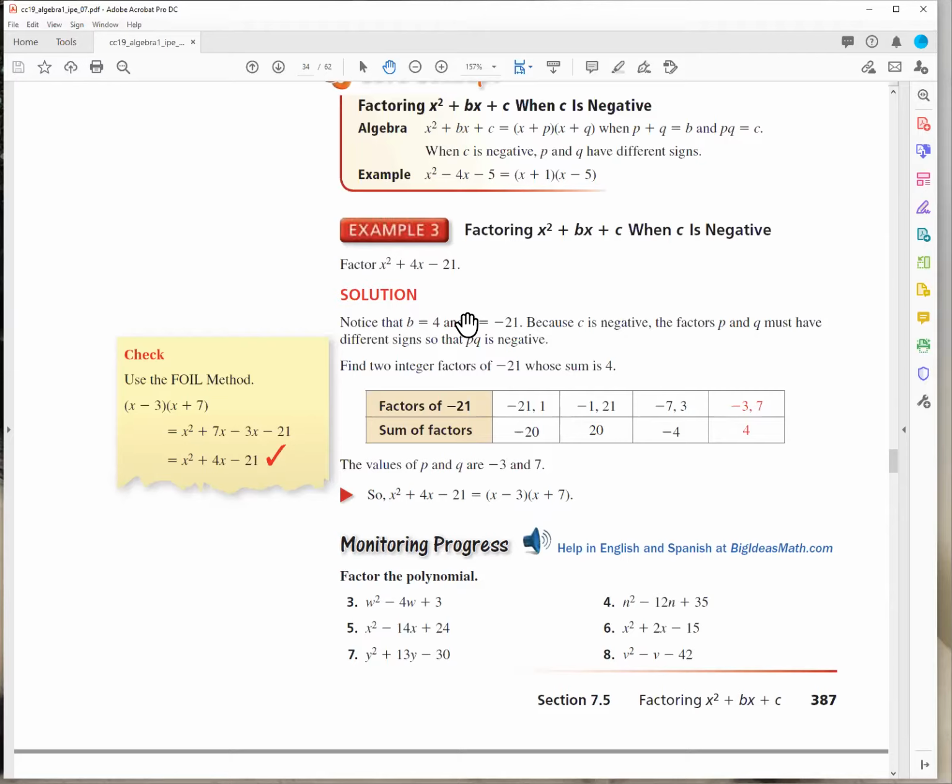I like this one: x squared plus 4x minus 21. The example is written out, and if you've got your book, you can keep looking at it, but I'll have us do that as an exercise to work on on our own.